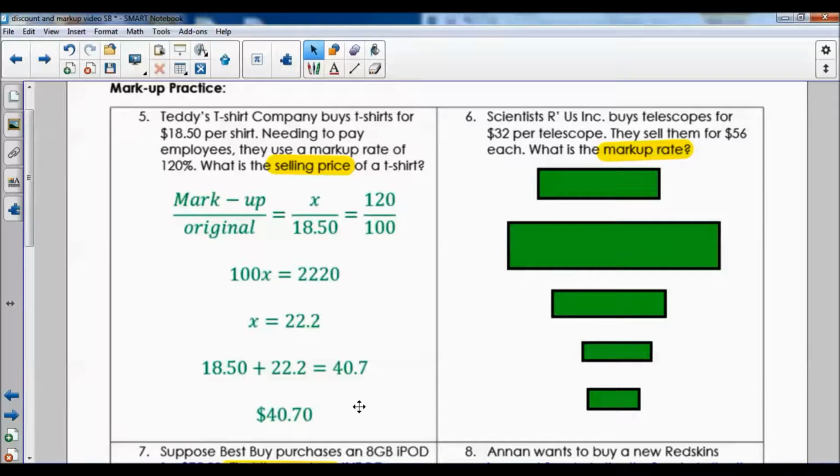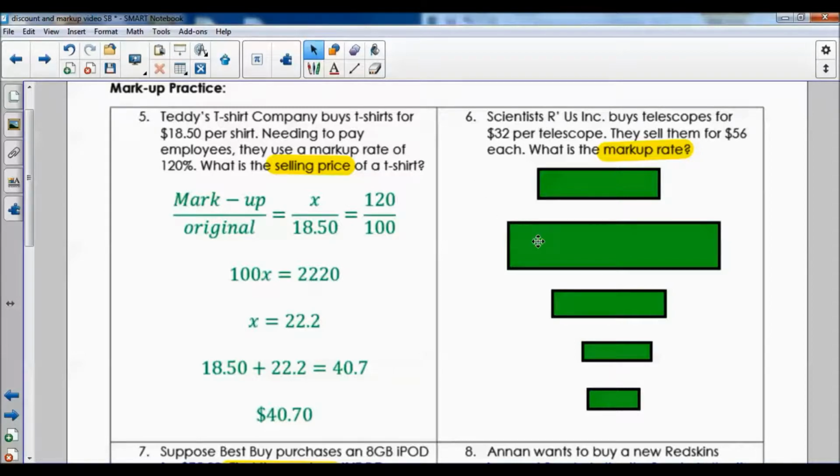Okay, number 6. Scientists R Us Inc. buys telescopes for $32 per telescope. They sell them for $56 each. What is the markup rate? Okay, for this one, for the markup rate, we're looking for the percentage. What percent do they actually sell them for above their original?